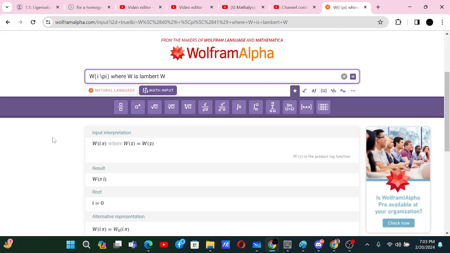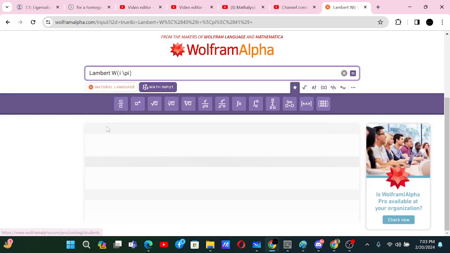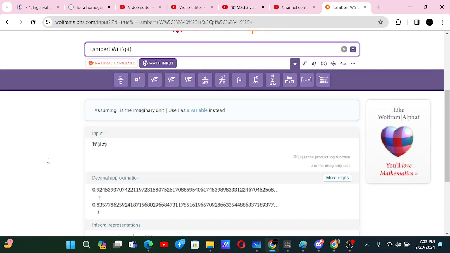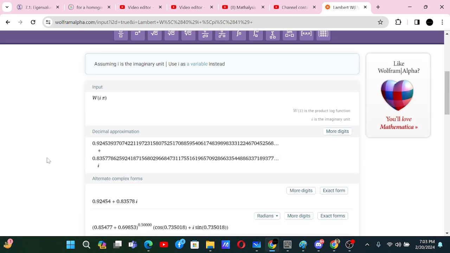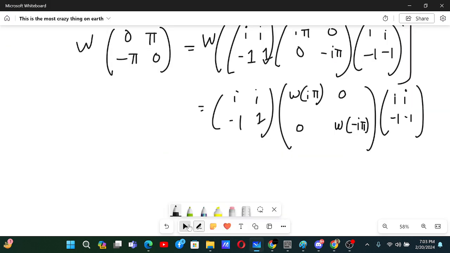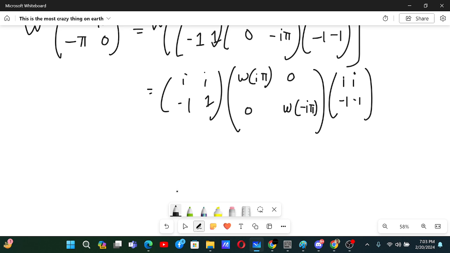Lambert W of i pi. Why isn't it working? Lambert W of i pi. Oh, it says a huge number. Okay, so let's go ahead and see what happens.